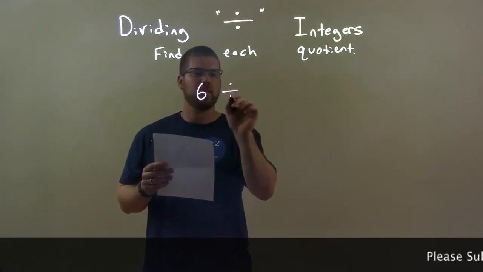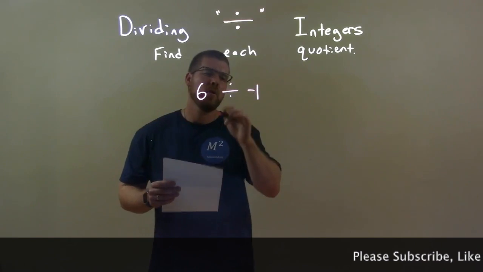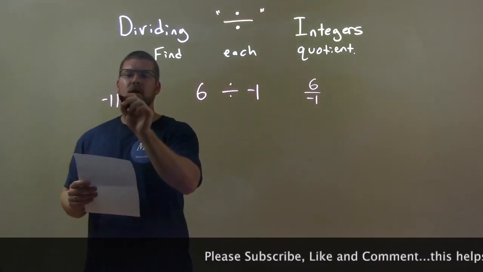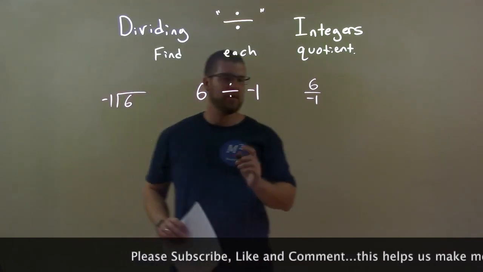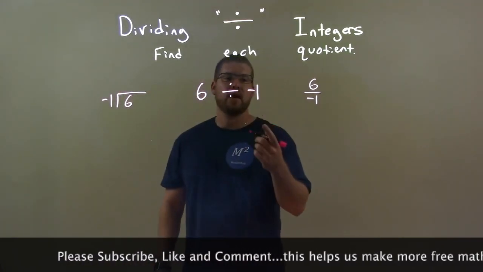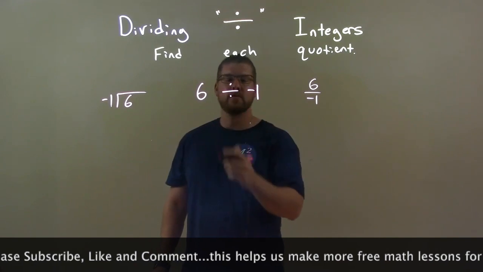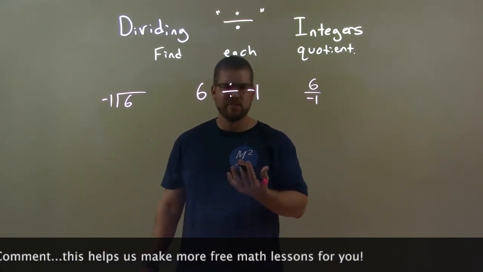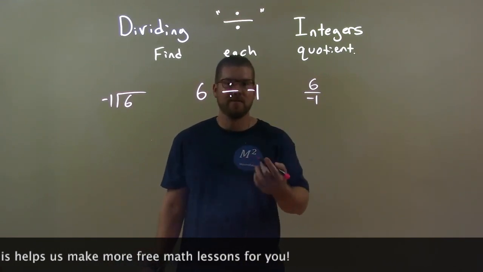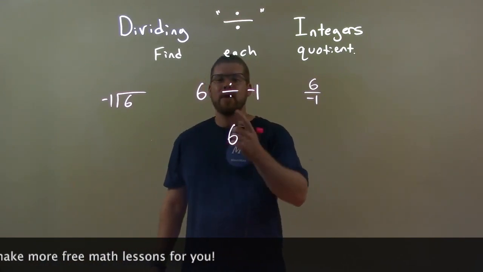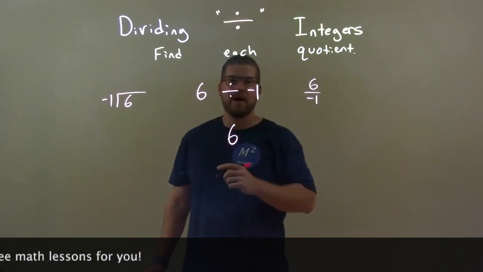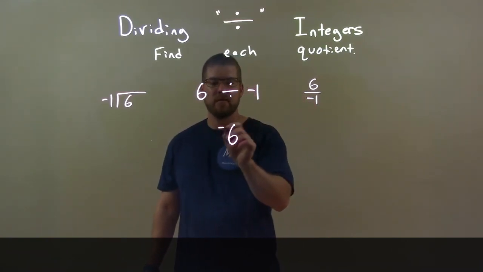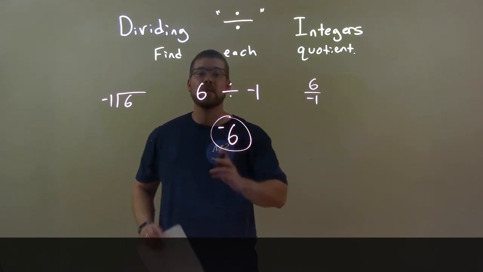6 divided by negative 1. Well, we can write that as 6 over negative 1, or negative 1 goes into 6, all the same question. But it really is, how many times does 1 or negative 1 go into 6? I ignore the negatives right now and say, okay, well, 1 goes into 6, 6 times. Any number divided by 1 is itself. So we have 6 here. But now we have a positive divided by a negative. Well, positive divided by a negative is a negative. So our answer here is just negative 6.